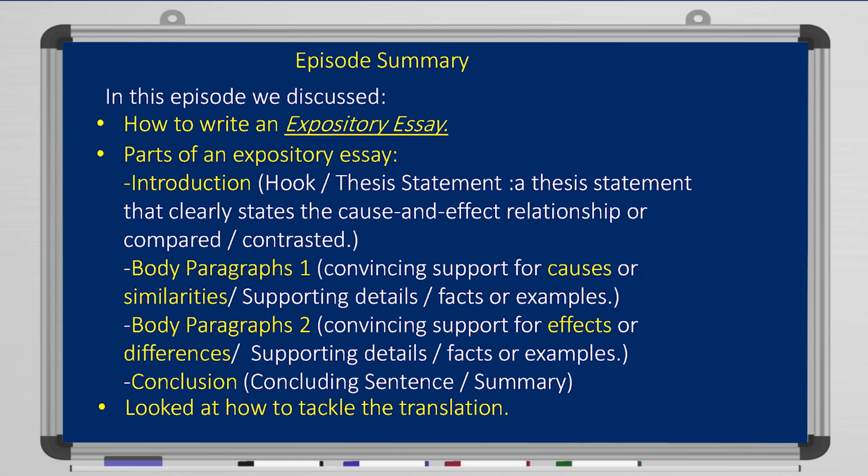This brings us to the end of our episode. In this episode, we looked at expository essays. We covered how to write our thesis statement, our hook, how to make sure our paragraphs are written correctly with correct indentation. We also covered some translation tips and practiced some translation.